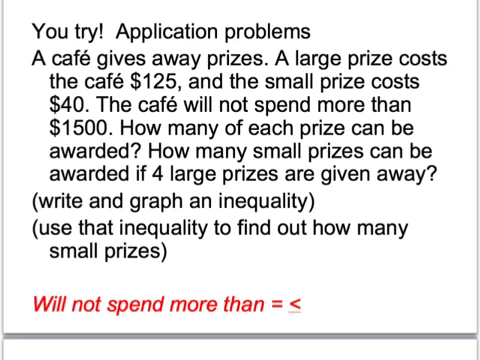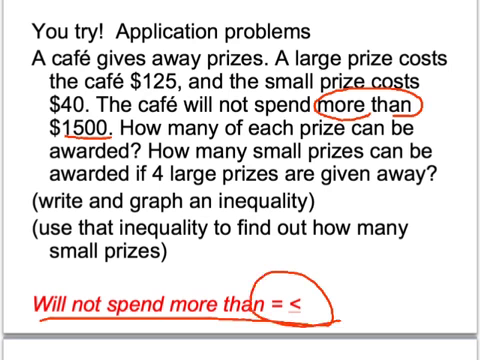So we need to do the same things as the last problem. Write and graph an inequality. Use that inequality to find out how many small prizes. The important part is here we have a different inequality. A large prize, the cafe will not spend more than $1,500. Will not spend more than means you're doing less than or equal to. It always seems a little backwards.